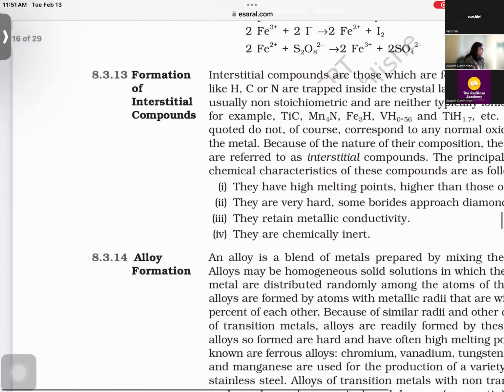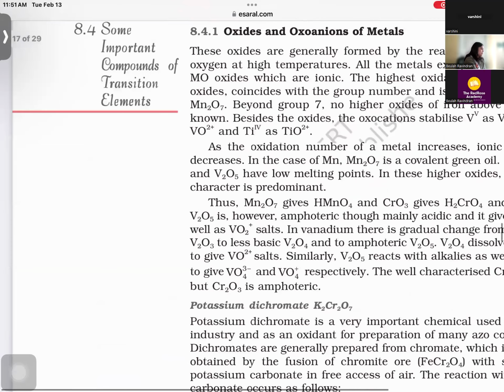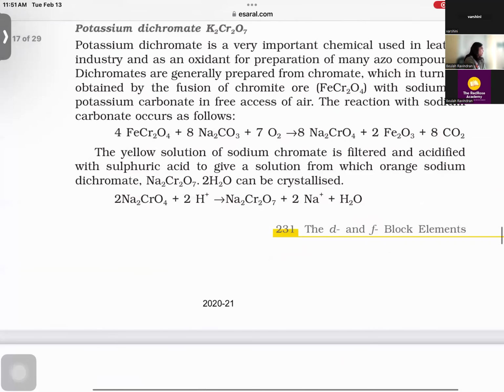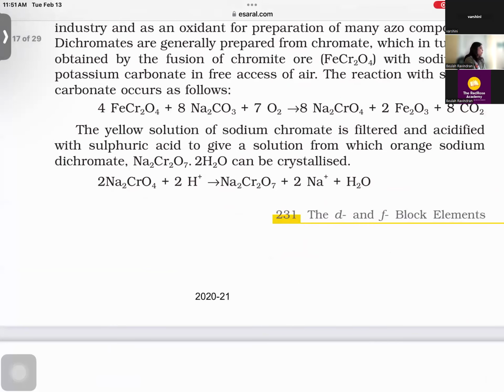What is that? Read it. This is the reaction: 4 FeCr2O4 plus 8 Na2CO3 plus 7O2 gives 8 Na2CrO4 plus 2 Fe2O3 plus 8 CO2, right? So I will tell you easily.